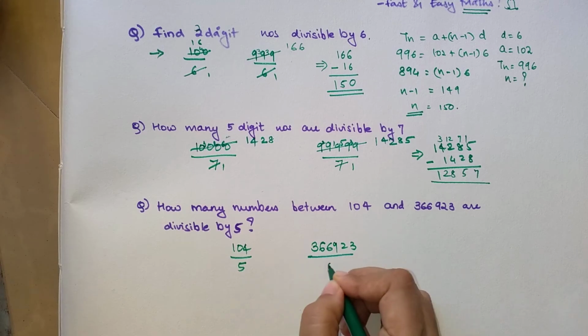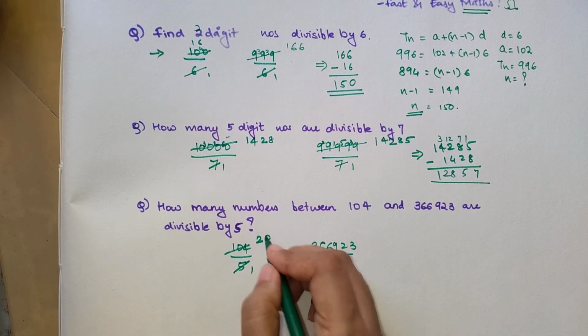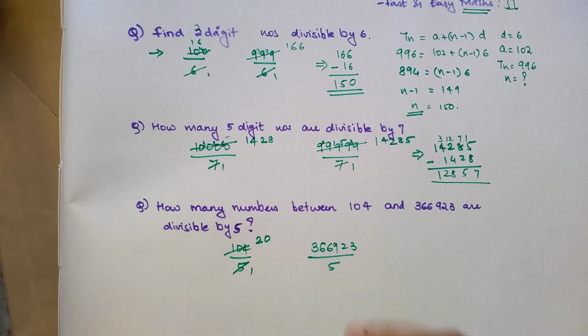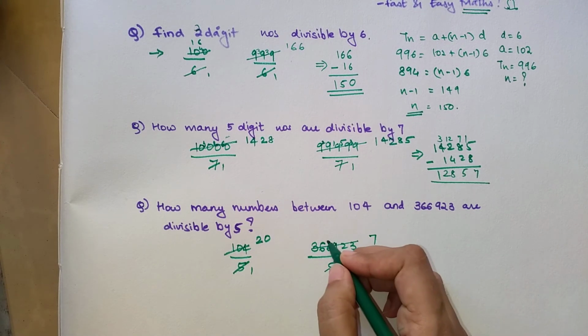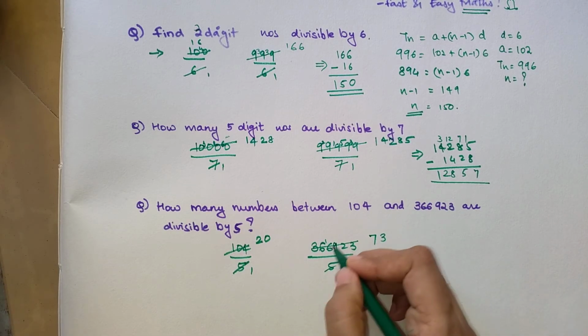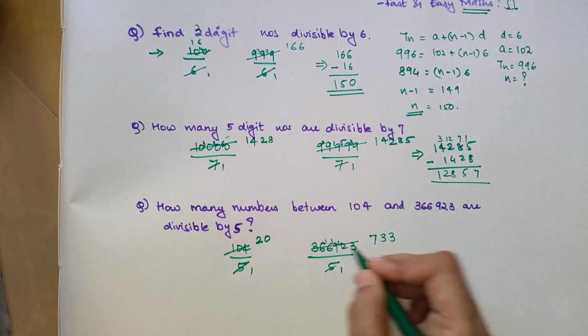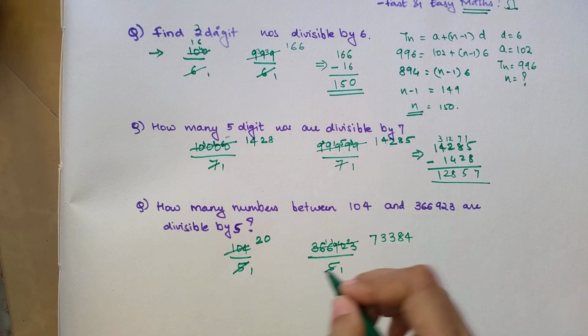366923 by 5. So here you get 20, the remainder is 4, you're not bothered. Now here you get 7, you're left with 1. So 3, you're left with again 1. So again 3, you're left with 4. So now you're getting 8, you're left with 2. So you're going to get 4.